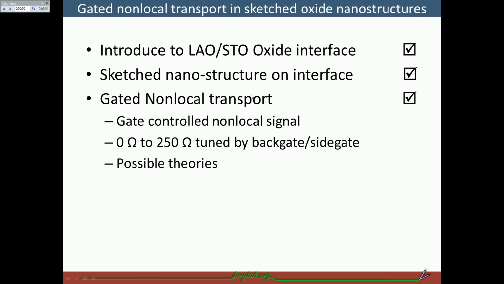Okay, so the summary of this: introduce the area SPO system and introduce the method we write structure on this system. We also choose the gate non-local transport, which shows the non-local resistance can go as high as 2.5 kilo ohm, and we can control the non-local resistance between 0 and 200 ohm. We can also propose several possible theories.